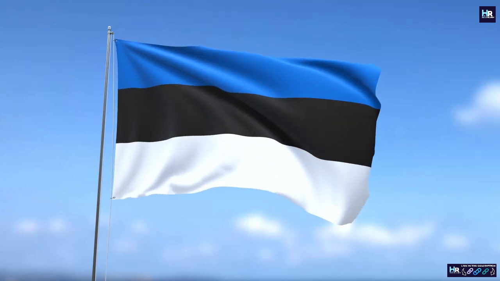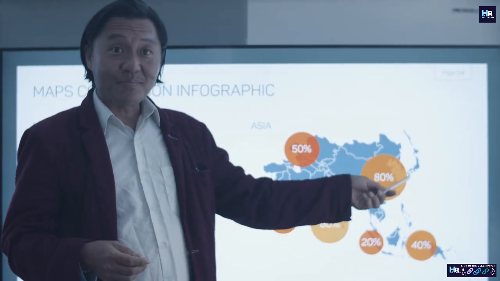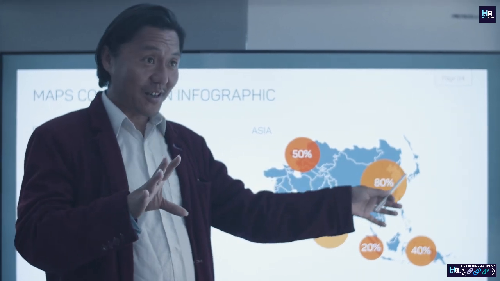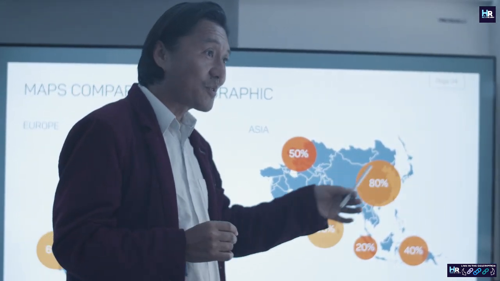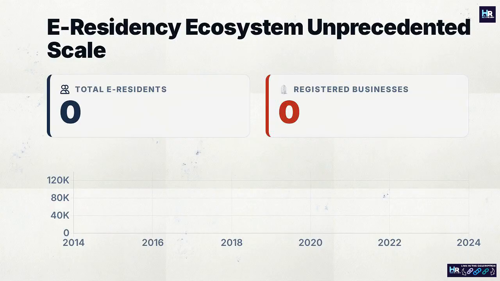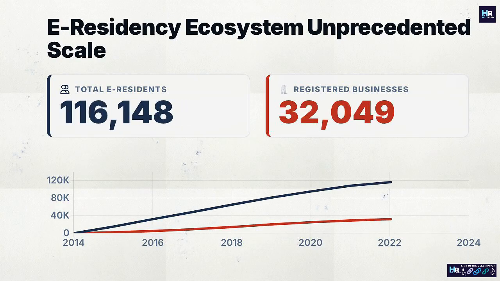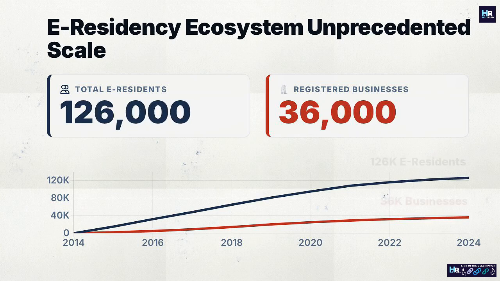The Estonian government makes a striking promise to the rest of the world. Even if you have never set foot in the country, you can launch and run a fully recognized European Union company entirely online in a matter of hours. Over 126,000 people have joined this infrastructure, registering more than 36,000 businesses.